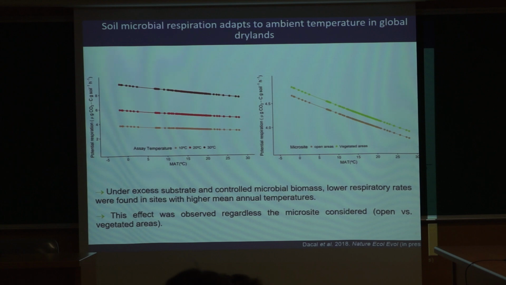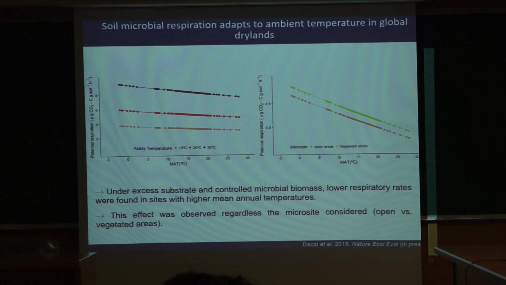So we have a really nice gradient, and we have been doing incubations in the lab to look at how respiration changes and what the role of microbial communities is in this process. This is a paper that just became accepted, so you are one of the few looking at these results. Here we do the incubation in the lab under excess of substrate, so without substrate limitation. We also control for microbial biomass using different approaches, because this is very important.